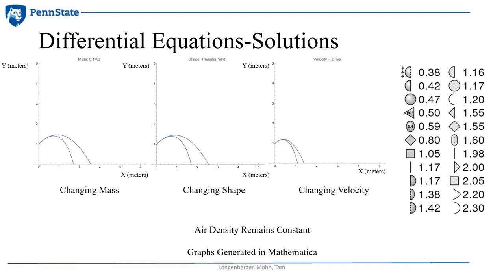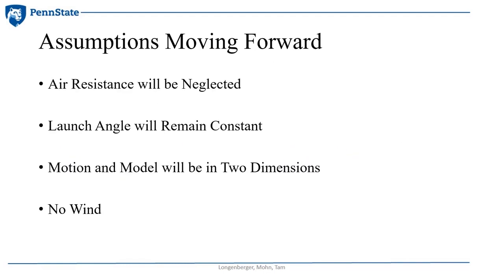For all plots, the arc that is furthest represents the object with no air resistance. The first plot represents holding all variables constant except mass. The second plot varies the shape. The final plot varies the initial velocity. As can be seen from the plots, changing the type of food and resulting variables results in different trajectories of the throw. Moving forward for the final model, we will make some general assumptions.